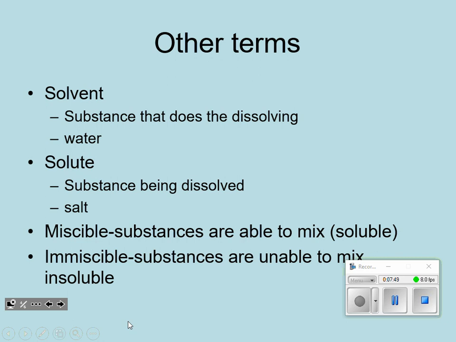Remember that idea of like dissolves like. Things with charges mix with other things with charges. Things without charges can only mix with other things without charges.